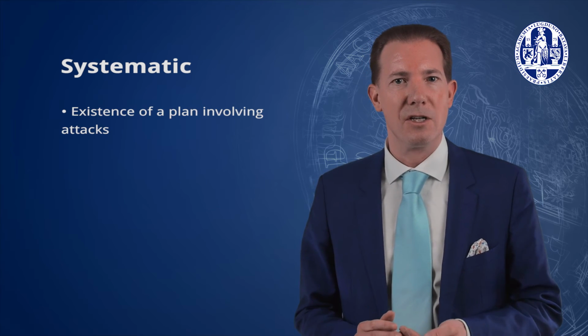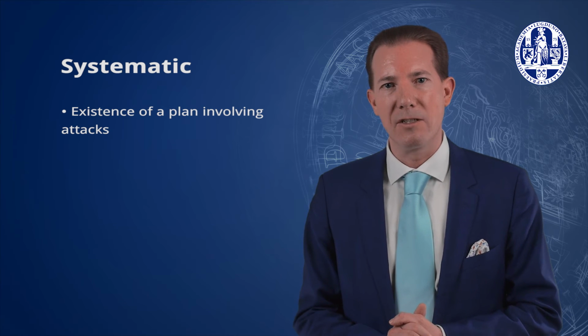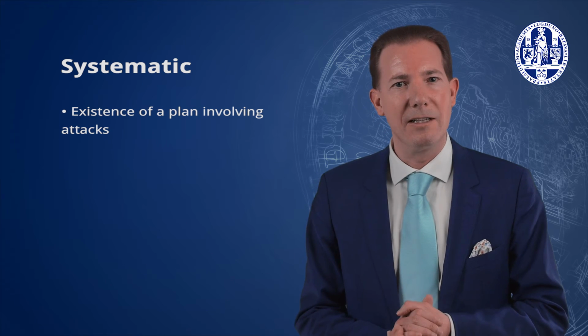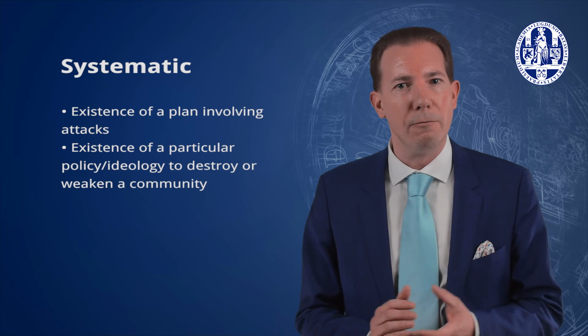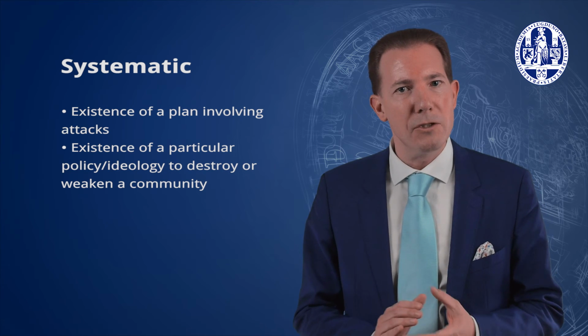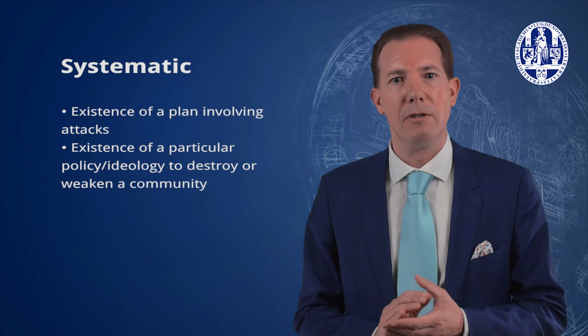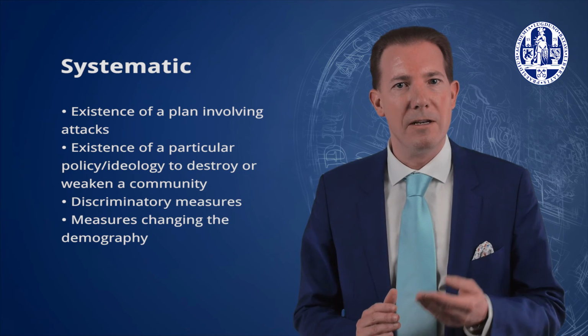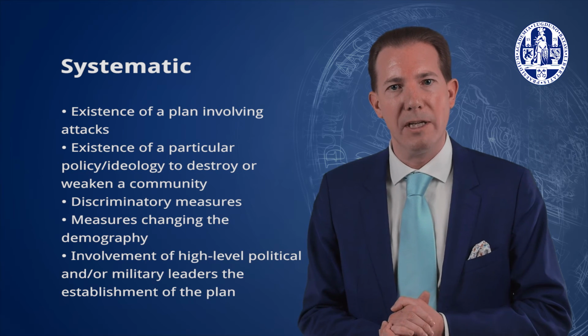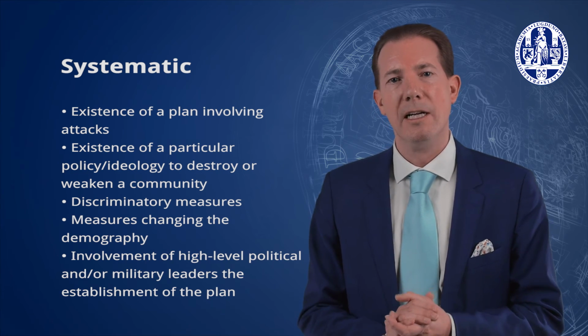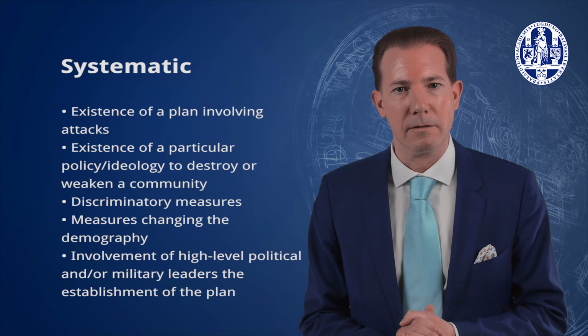It can be shown by the existence of a plan involving attacks or other indicators, like the existence of a particular policy or ideology to destroy or weaken a community, discriminatory measures such as discriminatory law, measures changing the demography of the population, or the involvement of high-level political or military leaders in the establishment of the plan. The contextual elements need to be assessed on a case-by-case basis.